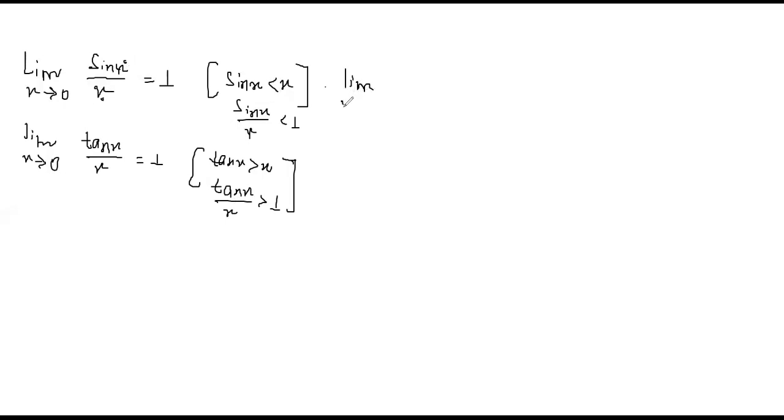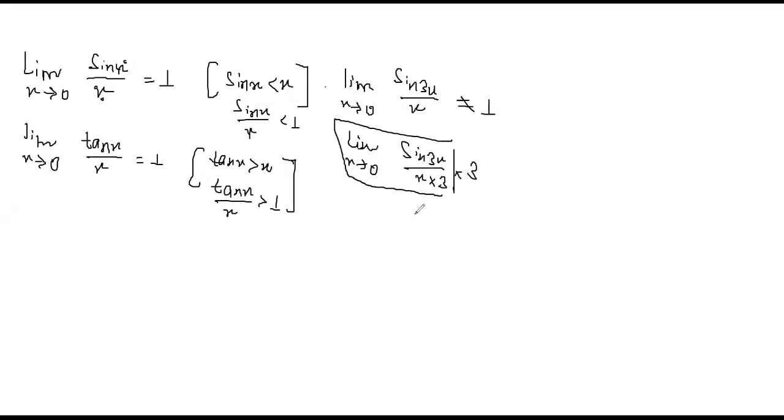For example, limit x tends to 0 of sin 3x upon x is not equal to 1. But if we multiply and divide by 3, sin 3x upon 3x will be equal to 1, and 1 into 3 is equal to 3. Got it?